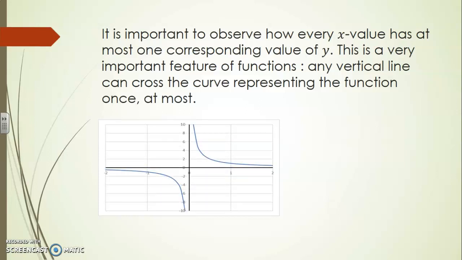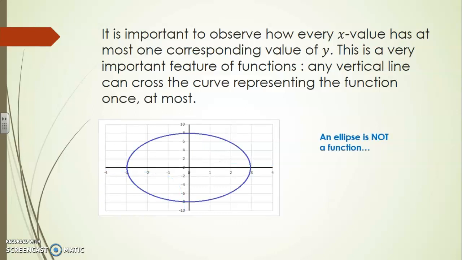Here's a rational expression for which every x has only one corresponding y value, aside from x equals 0, which has no image, so has no corresponding y. So it's not important that every x has a y, but that x's that are allowed have at most one corresponding y is what matters.